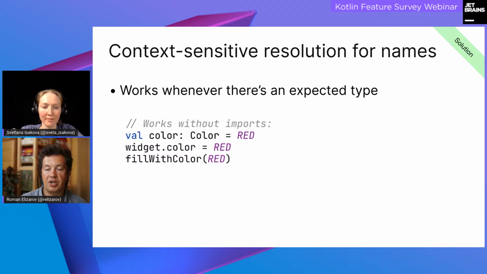For example, your application may have a connection mode, which is on, off, and may have some other modes or some other enums that also have on and off constants. With imports, they will clash. With context-sensitive resolution, you can use short names in the particular context without any clashes.